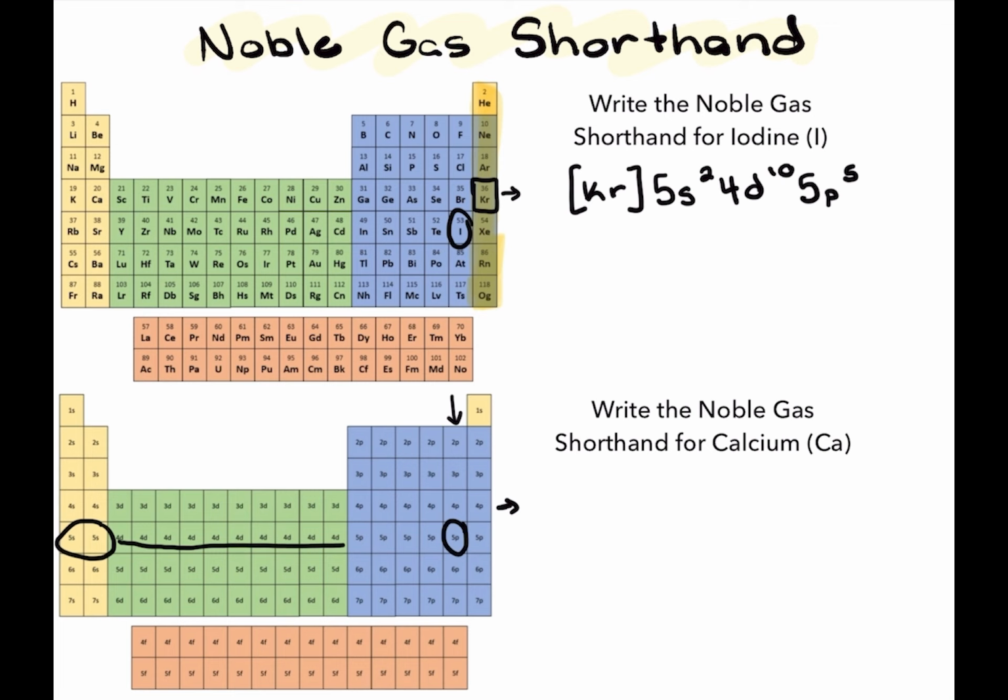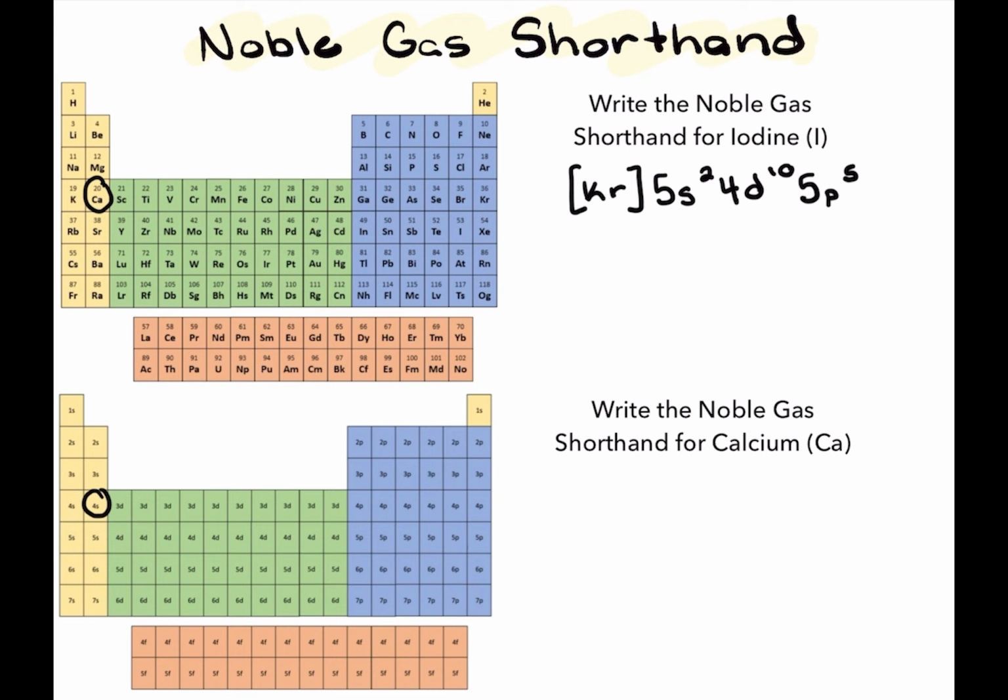So the next question asks to write the noble gas shorthand for calcium. Calcium is slightly easier since you don't have to worry about looking at that transition metal d orbital. It's just in this 4s orbital before you get to the d. And that's also something good to know, is that if you always end at the second electron of the s orbitals, you do not have to write or remember to write any of the transition metal d orbitals.